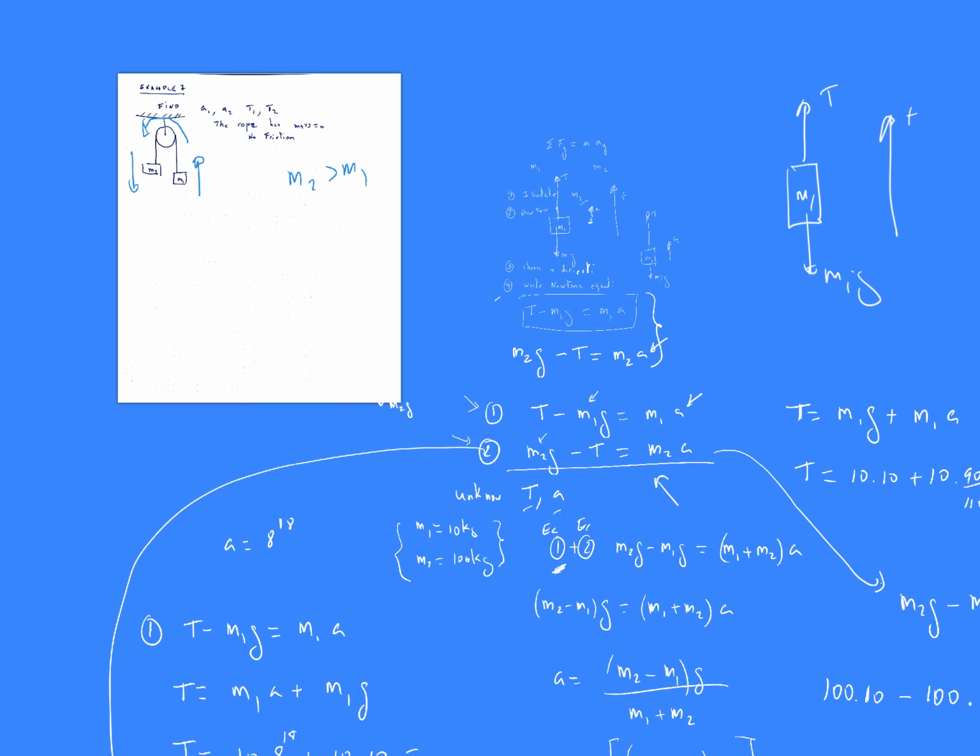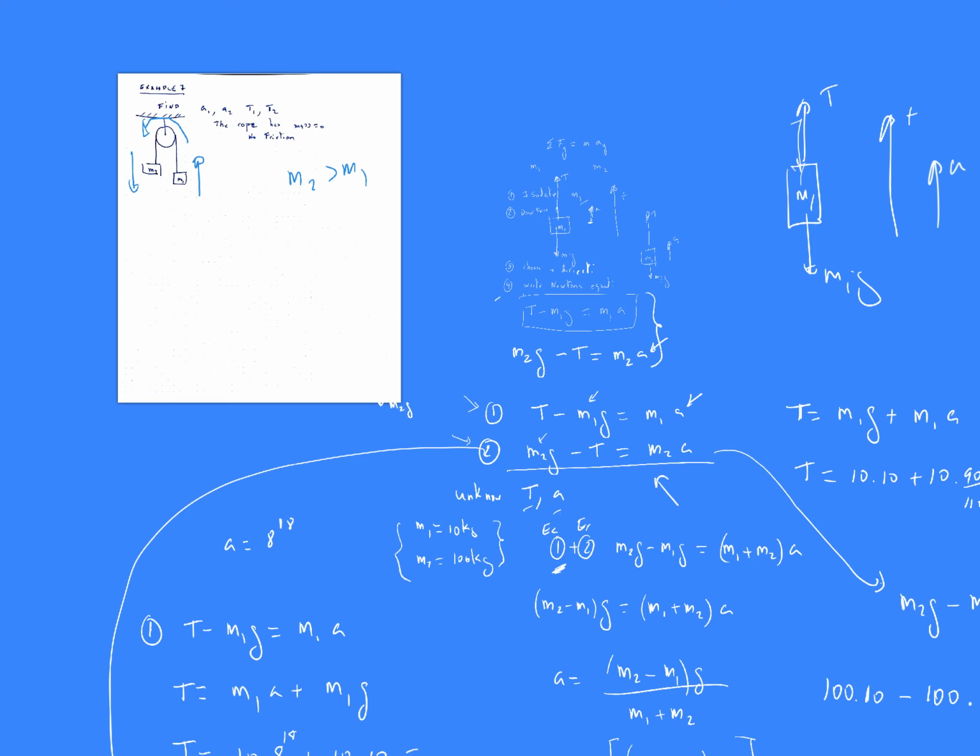So I write Newton's equation. Newton's equation says that T, the force going up, minus m1g equals the mass times the acceleration. Of course, if there is acceleration in this direction, it is because the tension is greater than m1g. Otherwise, how can it accelerate upwards?